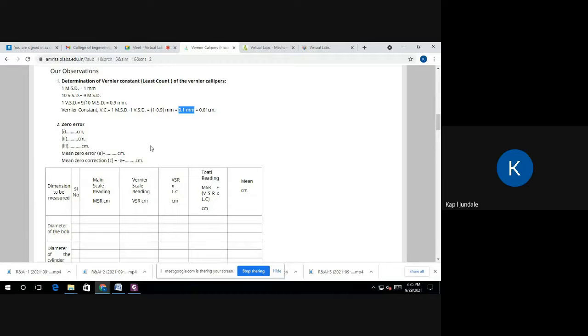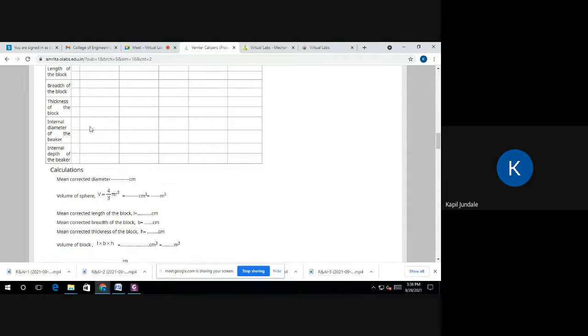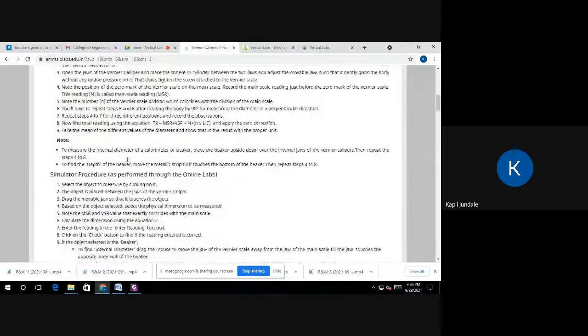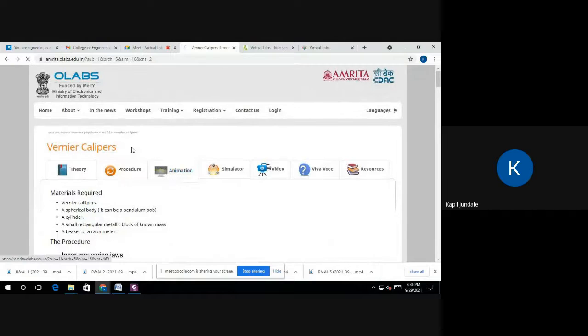But generally, the least count of the vernier caliper you have used in the workshop is 0.02 mm. But this vernier has a least count of 0.1 mm, or 0.01 centimeter. Now we have to measure this reading and write it down, and complete this. Now we will go to the direct animation.